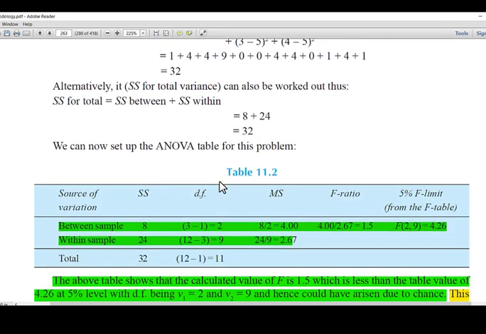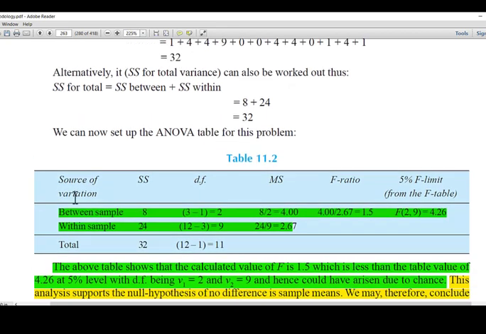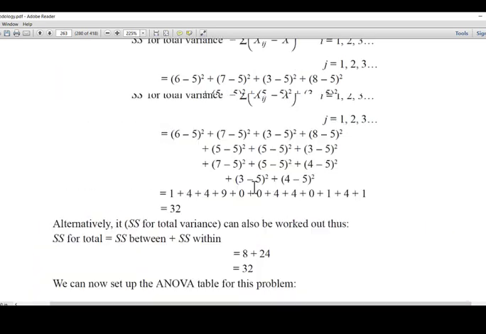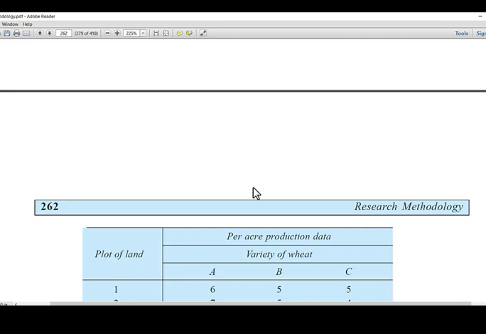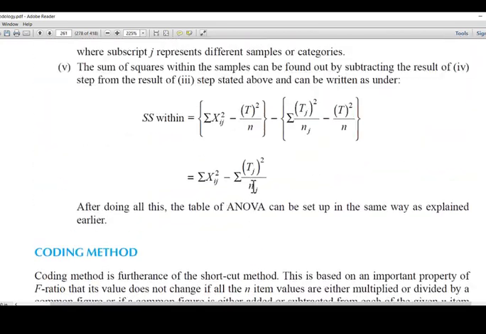Now we can set up the ANOVA table. What we have done, source of variation and SS values, degrees of freedom, and here mean square value, and then F ratio, and then 5% F limit from the F table. And MS values, how to calculate, we have already seen here.